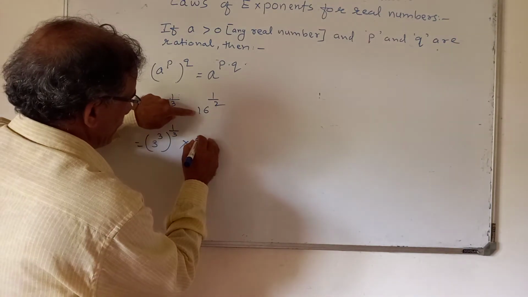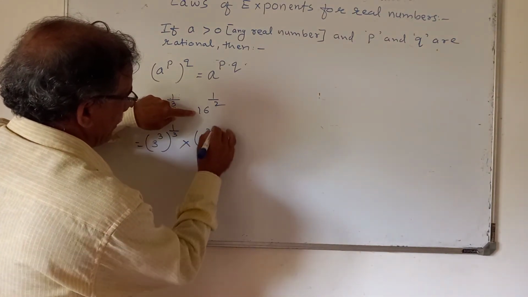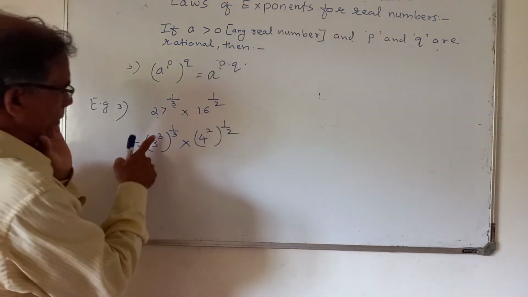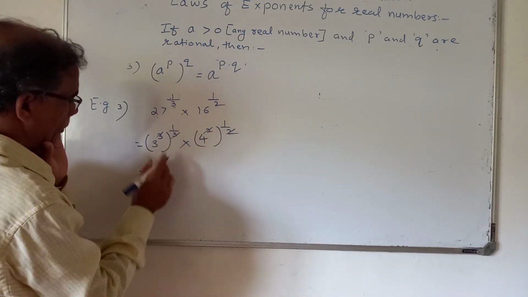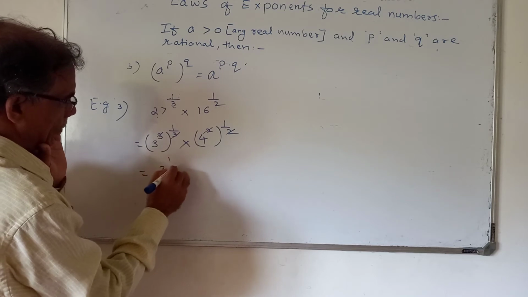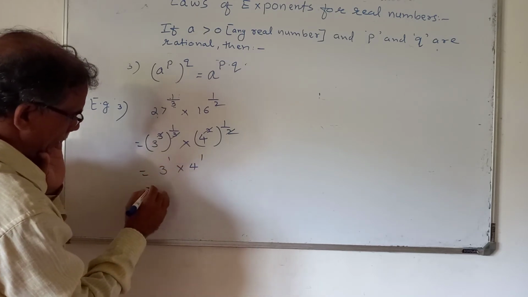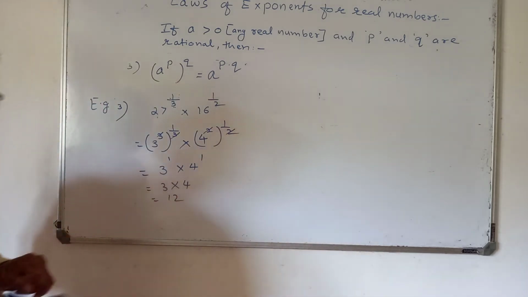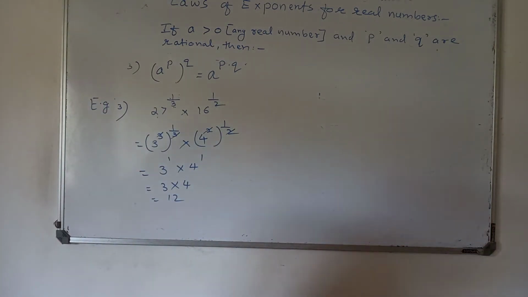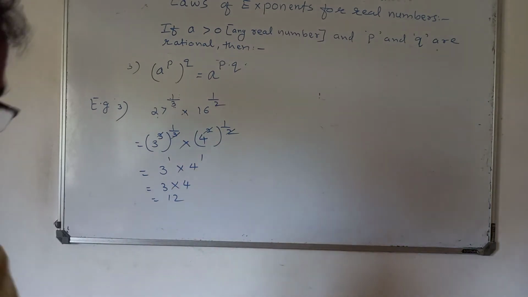So for 16 you write 4 square and raised to 1 by 2. Now see, into 3 upon 3 will get cancelled. Into 2 upon 2 will get cancelled. So what is remaining here? 3 raised to 1 into 4 raised to 1 means 3 into 4, that is 12. Okay. Then I shall give you one more example.